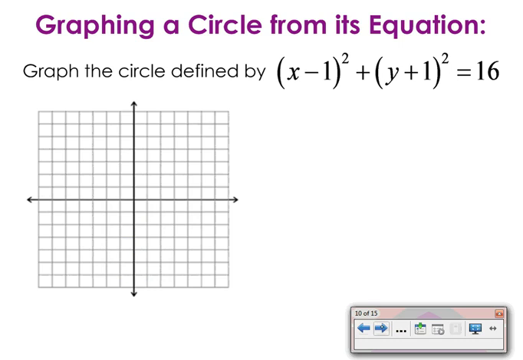For this example, I'd like you to please try it on your own. So go ahead and pause the video here and give it a shot and see how you do.